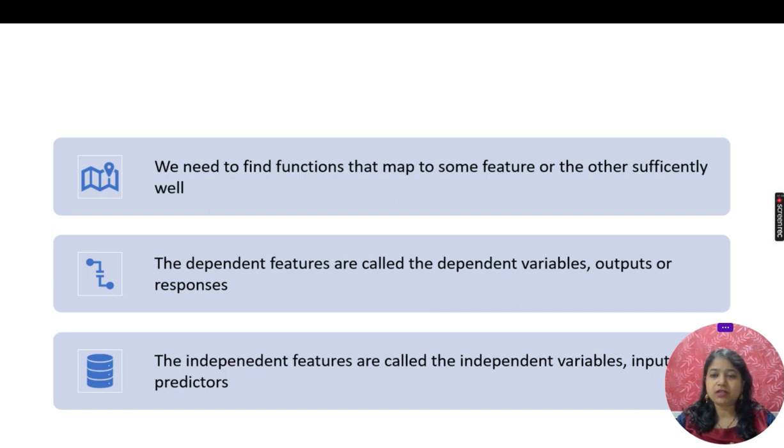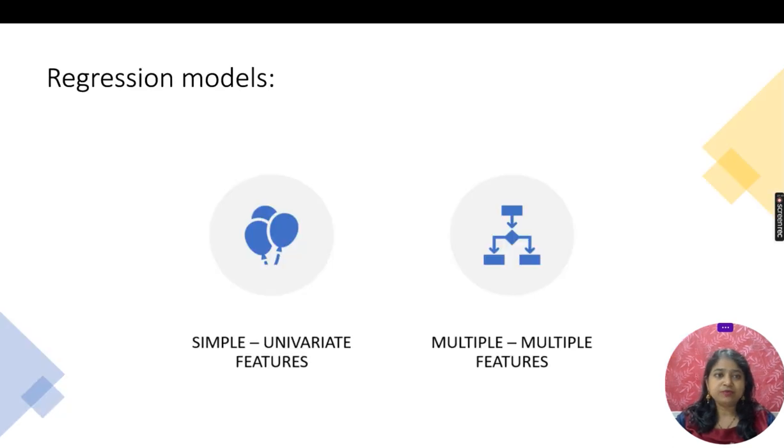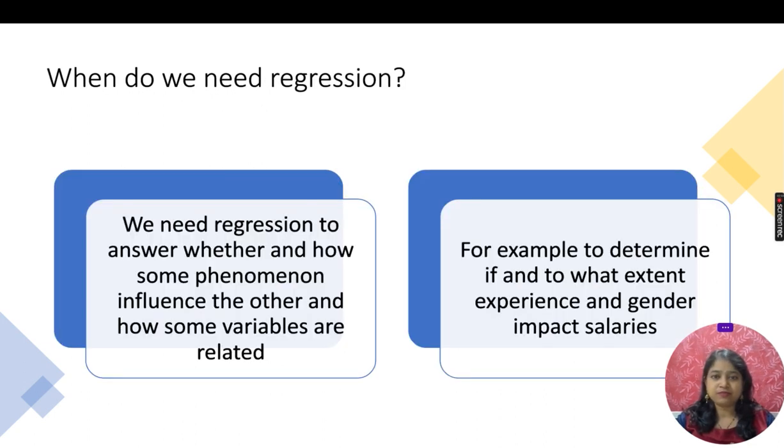The dependent features are called the dependent variables, outputs or responses. The independent features are called the independent variables, inputs or predictors. So predictors are used, we are giving different predictions and we are trying to find out what will be the output if we change the value of the predictors or the inputs. Now, regression models have two types: simple model and multiple model. Simple means it has univariate features and multiple will have multiple features.